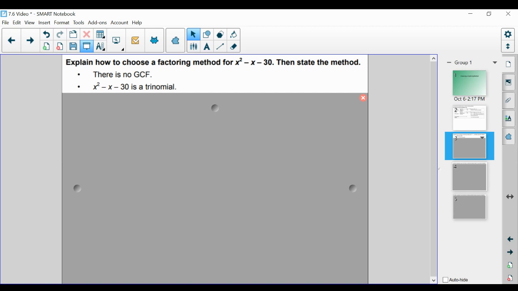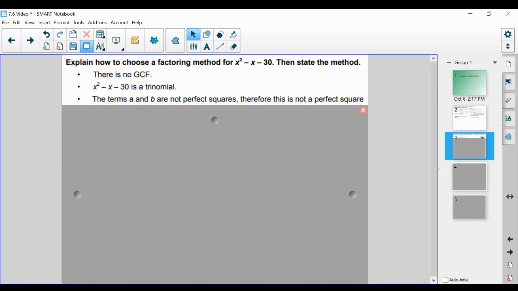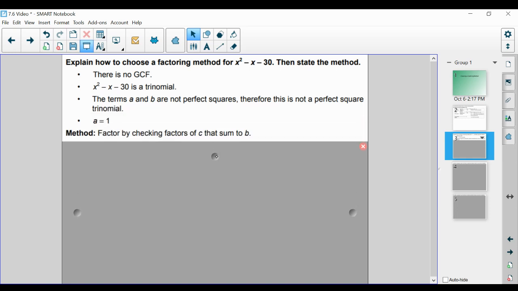So it could be a difference of perfect squares. I'm sorry, not a difference of perfect squares. Apologize for that. A perfect square trinomial, either a plus b squared or a minus b squared. If it's not that, then we're just going to factor however we do. The terms a and b, those are not perfect squares. So this is not a perfect square trinomial. So we're just going to factor just like normal.